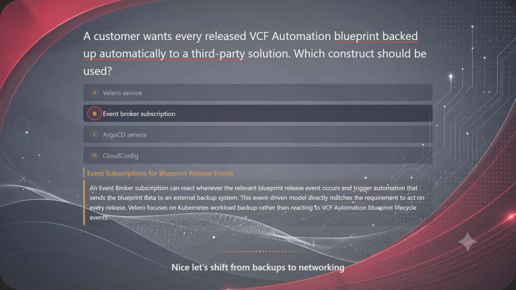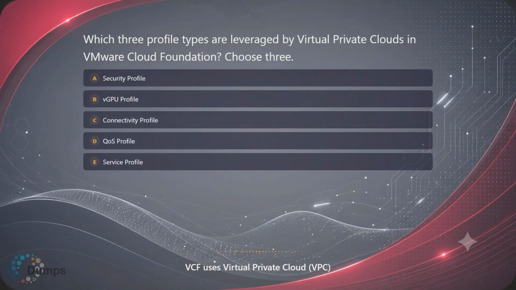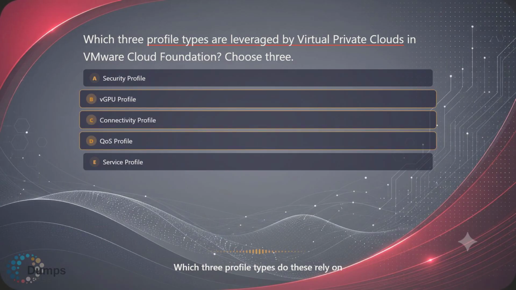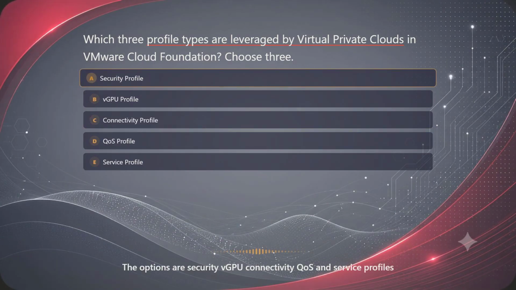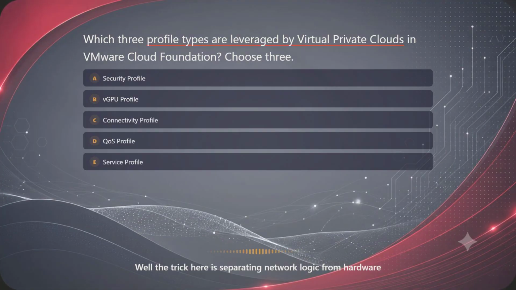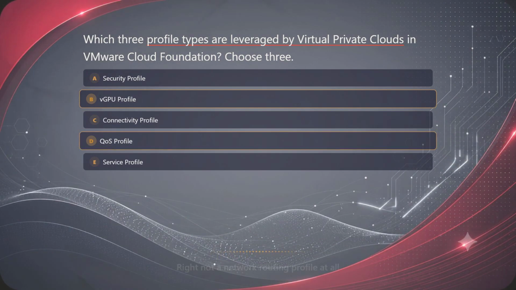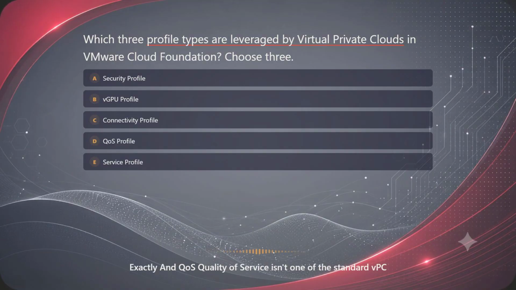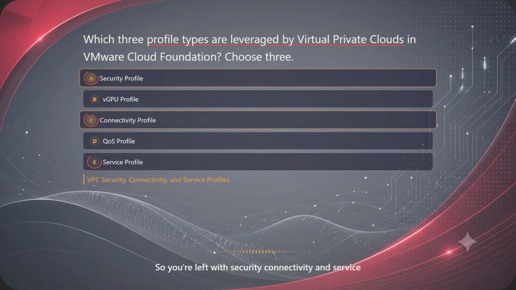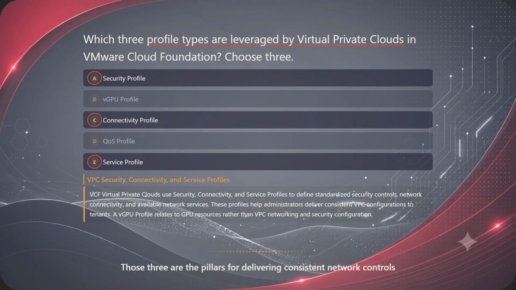Nice. Let's shift from backups to networking. Sure. So when standardizing tenant networks at a massive service provider, VCF uses virtual private clouds. Which three profile types do these rely on? The options are security, vGPU, connectivity, QoS, and service profiles. Well, the trick here is separating network logic from hardware constraints. Like a vGPU profile is strictly hardware. Right, not a network routing profile at all. Exactly. And QoS, quality of service, isn't one of the standard VPC profiles in this specific architecture. So you're left with security, connectivity, and service. Spot on.